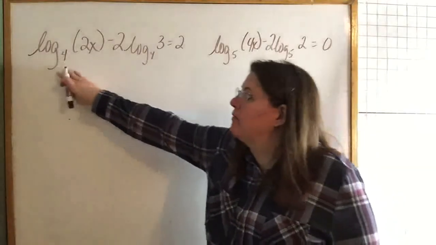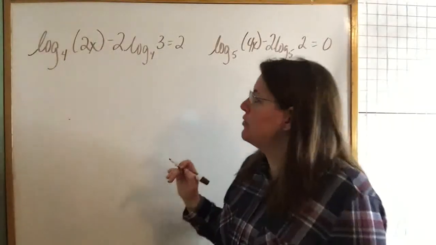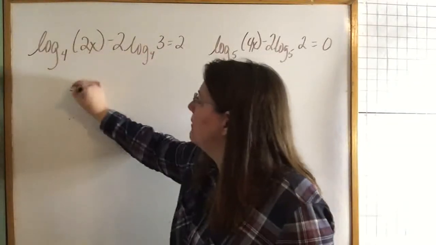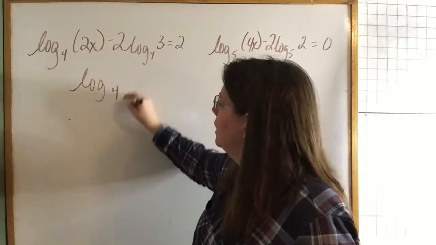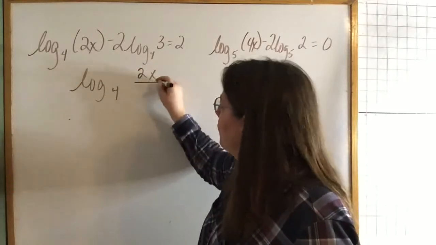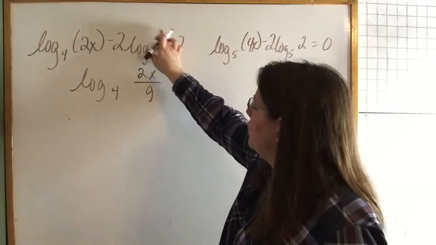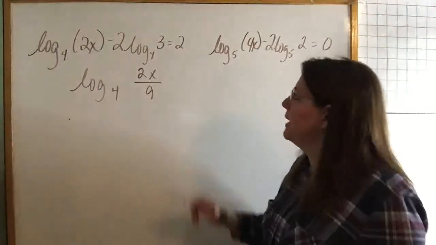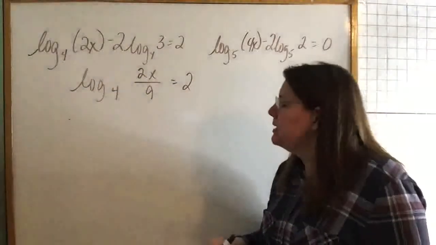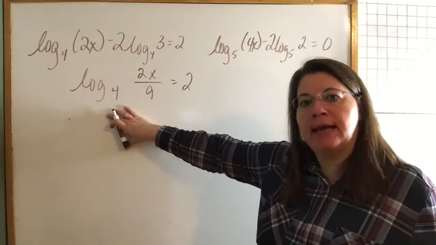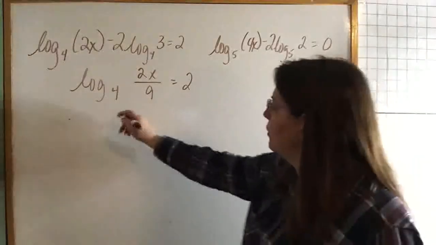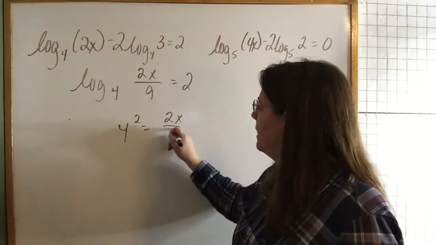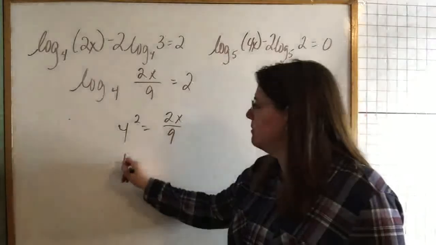For this one, I only have logs on the left-hand side, so I'm going to put those together. If I do that, this would be 3 squared, which is 9. So I'm going to have log base 4 of 2x over 9, because that 3 squared would give me a 9, and that was a minus, so it would be 2x over 9, and that equals 2. Now my logs are all condensed on one side, so I know I need to convert it to exponential form. So 4 squared equals 2x over 9. 4 squared is 16.